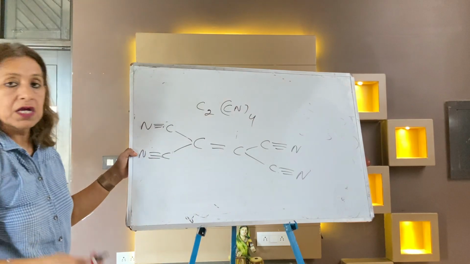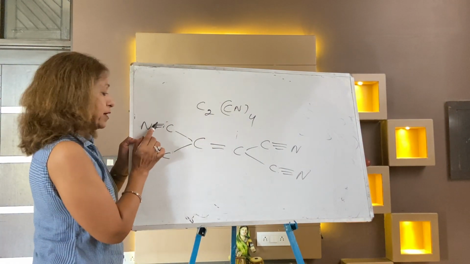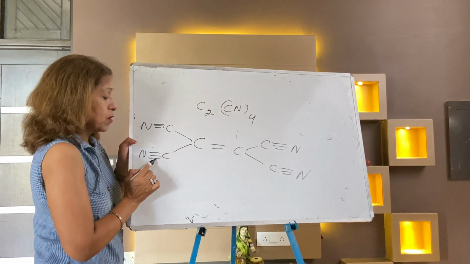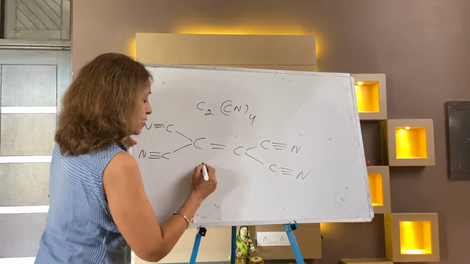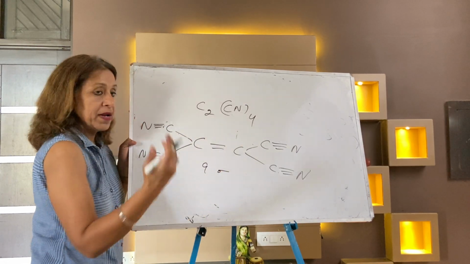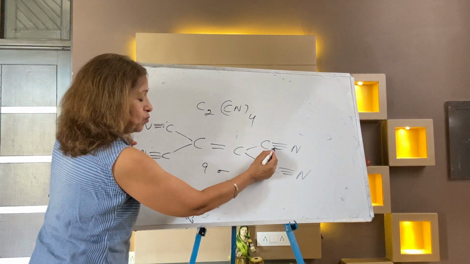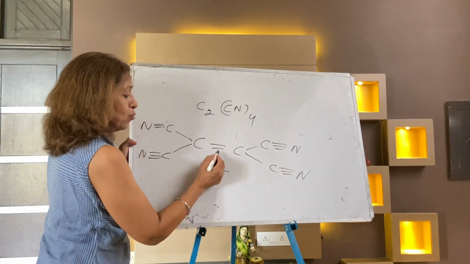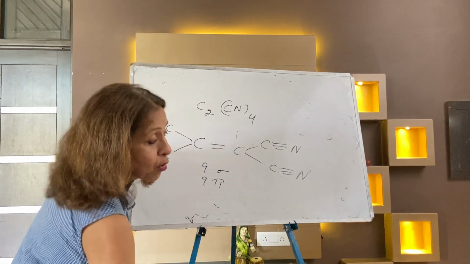You can count sigma in C2(CN)4. 1st sigma, 2nd sigma, 3, 4, 5, 6, 7, 8, 9. So there are 9 sigma bonds. How many pi bonds? 2 pi, 2 plus 2 is 4, 2 more is 6, 2 more is 8, and 1, 9. So this means there are 9 sigma and 9 pi bonds.